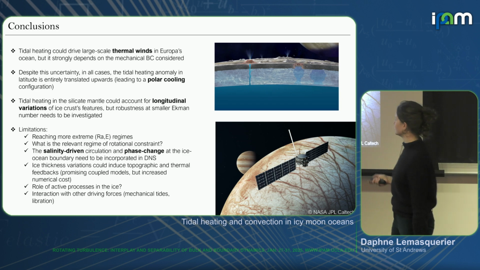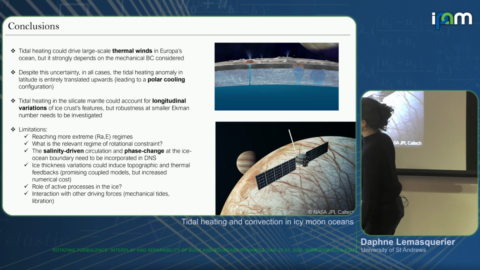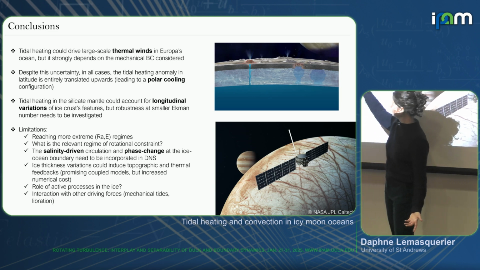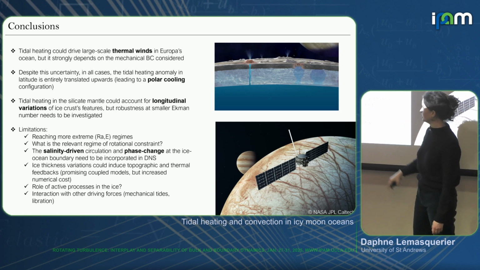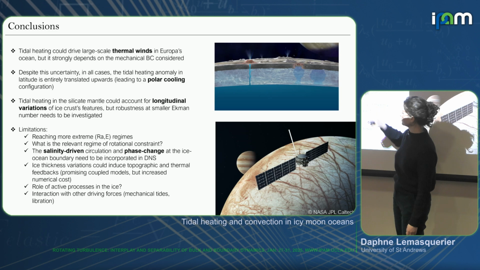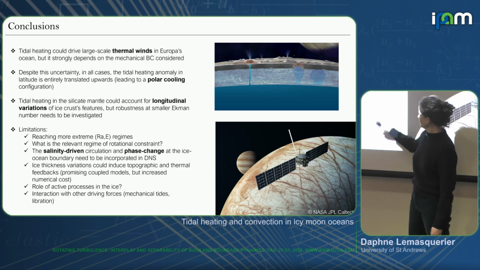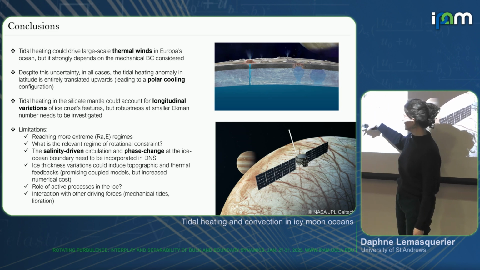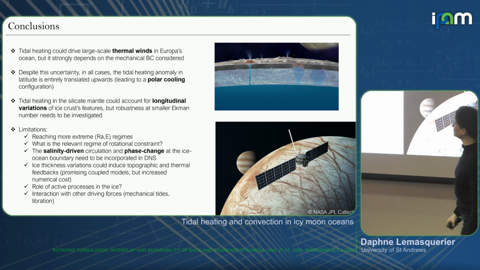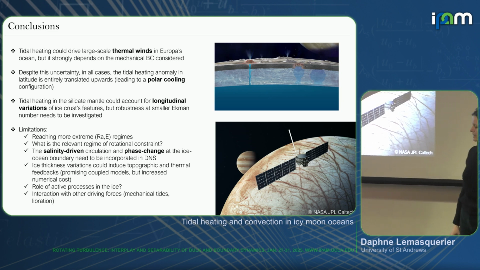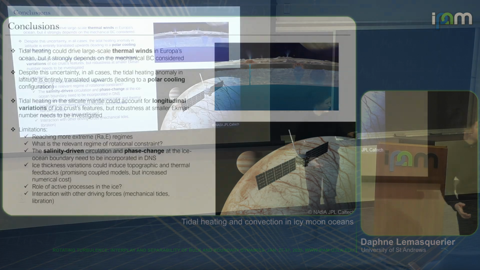There are many limitations in this study. We need to reach more extreme regimes of convection. There's this uncertainty about the rotational constraint that I mentioned, and many effects relevant to icy moon oceans that we neglect. So I'll stop here and thank you for your attention.